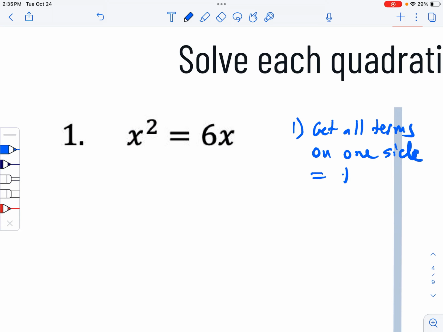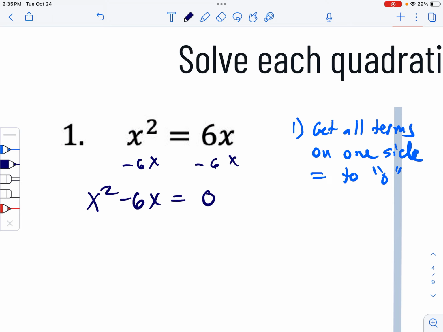Equal to 0. Can't use the zero product property unless you have all your terms on one side. I could subtract x squared, negative x squared, from both sides, but I don't want to do that because I want to keep my higher power, my x squared term, positive. So I would subtract 6x from both sides to get all my terms on one side. x squared minus 6x equals 0.